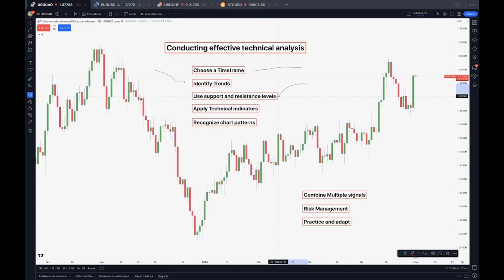But above all, locate key support and resistance levels where price tends to bounce or reverse. These levels can be identified using horizontal lines drawn across previous price action. That's a technique you can use.